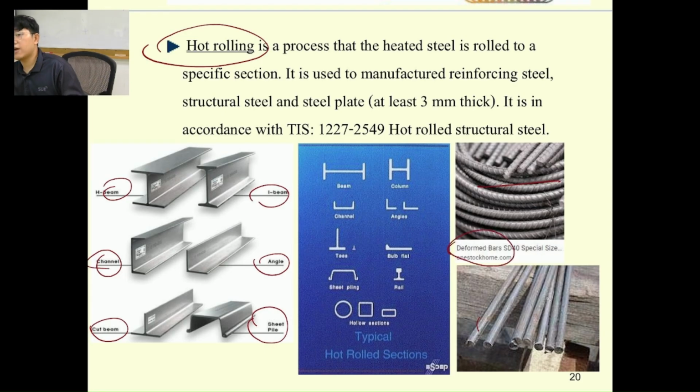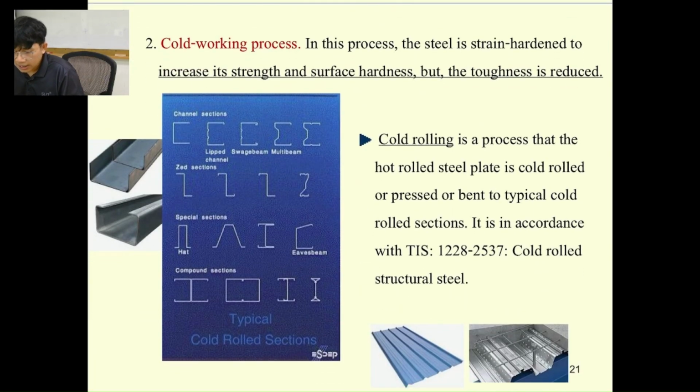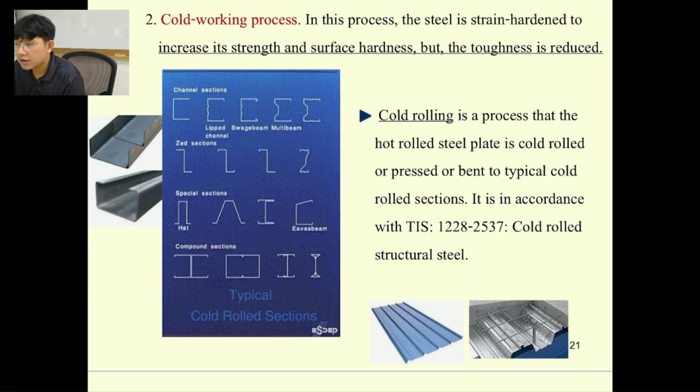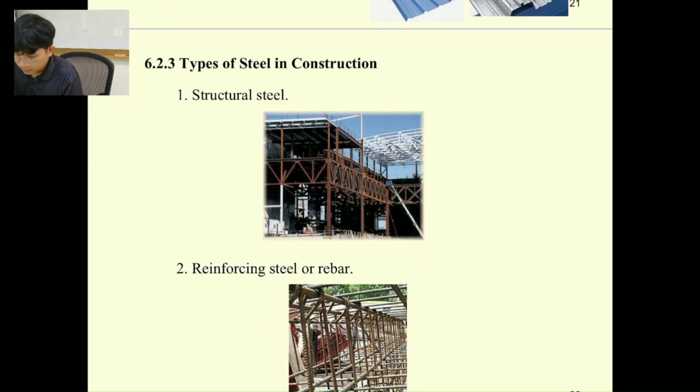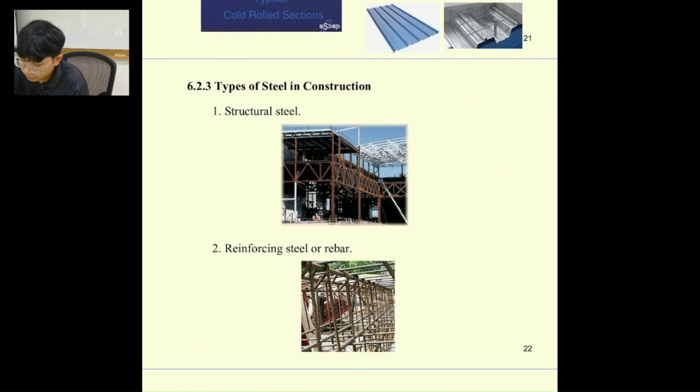Deformed bar is the one that you test at F1, and round bar is the one that is good at ductility, which provides a lot of force to resist the shear stress. Okay. And for the cold working process, you're going to see some structures that are really thin compared to the hot rolling process. And if we compare again, if we look at the types of construction again, we have structural steel, and then we have reinforcing steel or rebar over here.